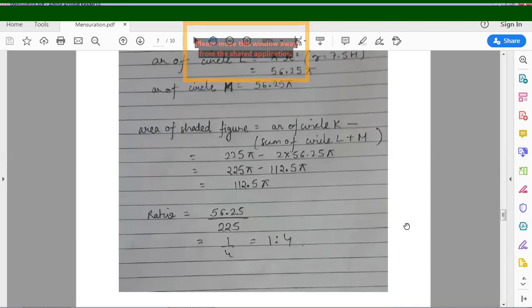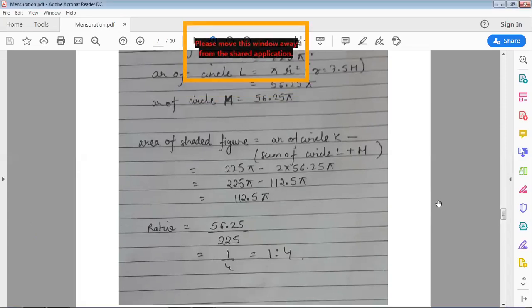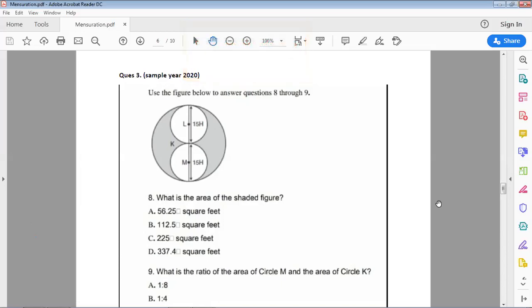Anyone who needs me to explain the solution again? Okay, there is someone. I will explain the question again. So the figure given here is three circles. There are two circles which are inscribed in the bigger one. So the question is, what is the area of the shaded region? The first thing is you have to calculate the area of the bigger circle, and we know the diameter of the bigger circle is 30. So the radius of the bigger circle, that is K, is 15.